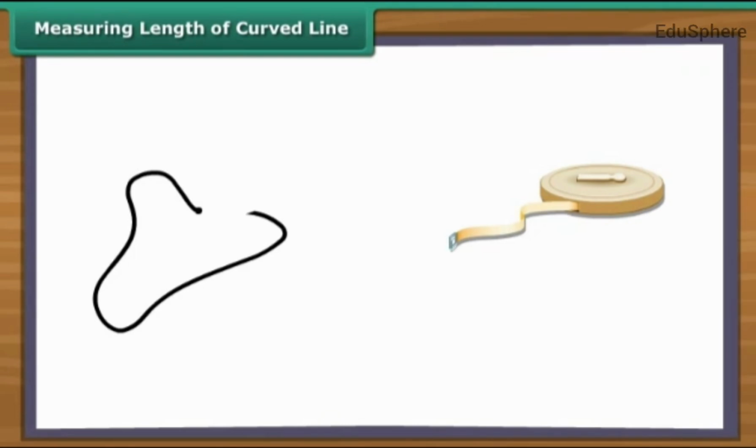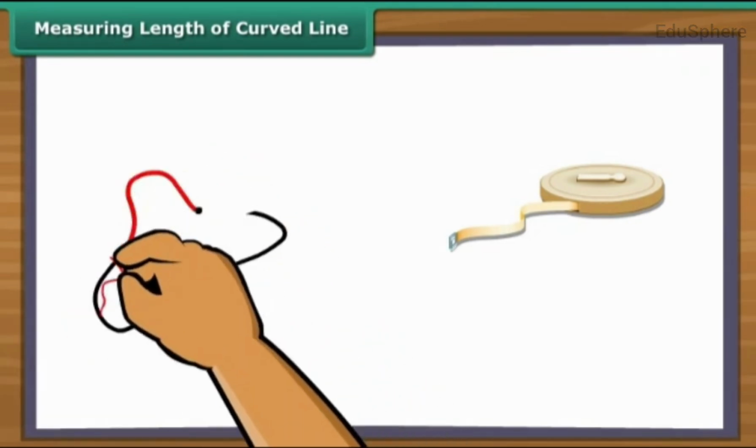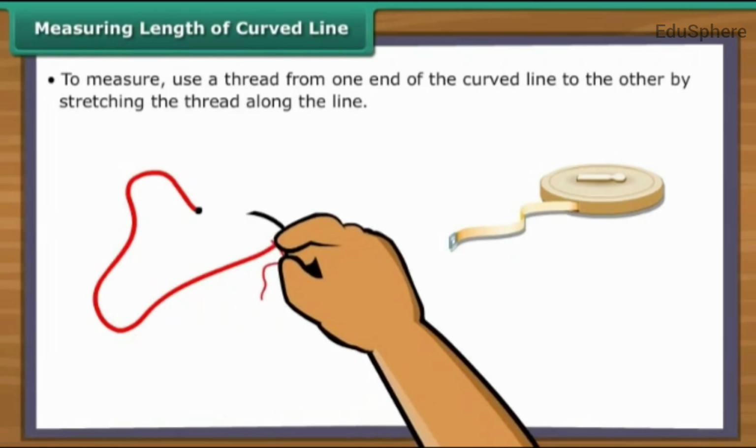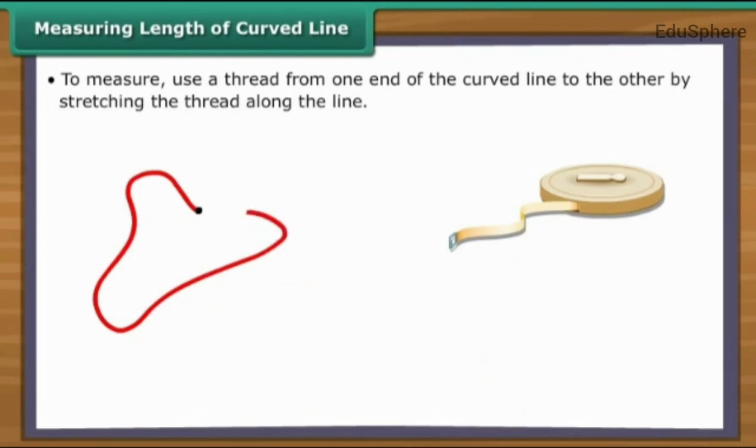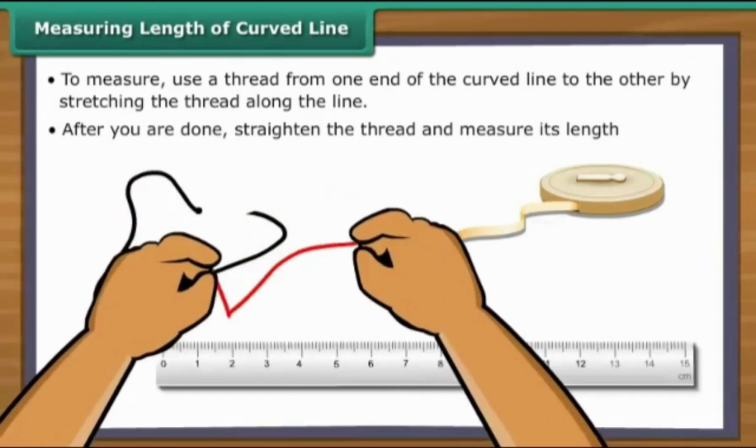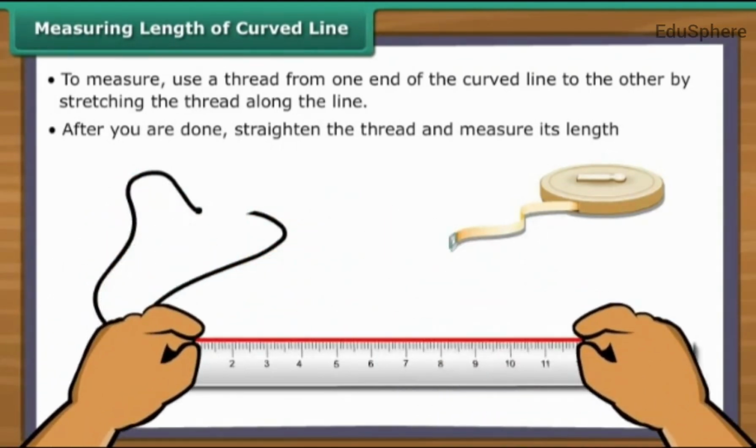To measure, you will use a thread along the line of the curve. You will use the thread from one end of the curved line to the other end by stretching the thread along the line. After you're done, straighten the thread and measure its length. You will know the length of the curved line accurately.